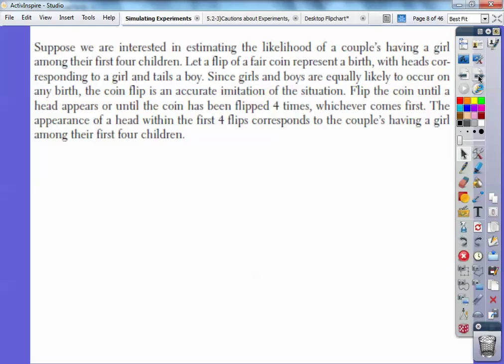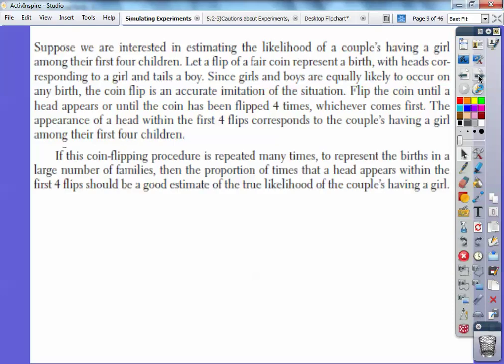So flip the coin until a head appears or until the coin has been flipped 4 times, because they're either going to have one girl until a head appears, or 4 children. So they're either going to have 4 boys or they're going to get a girl amongst their 4 children. That's our question. So the appearance of a head within the first 4 flips corresponds to the couple having a girl amongst their first 4 children.